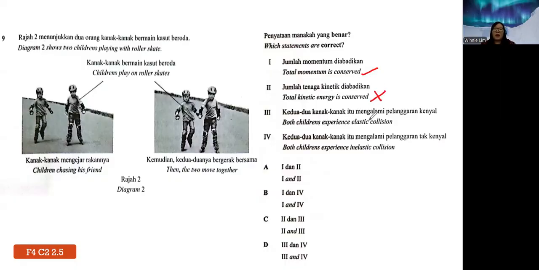Both children experience elastic collision. Actually, this is not an elastic collision because they move together. If they move together, that means they experience inelastic collision. Hence, our choice is 1 and 4, which is B.